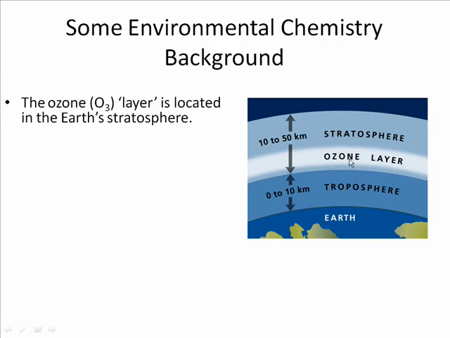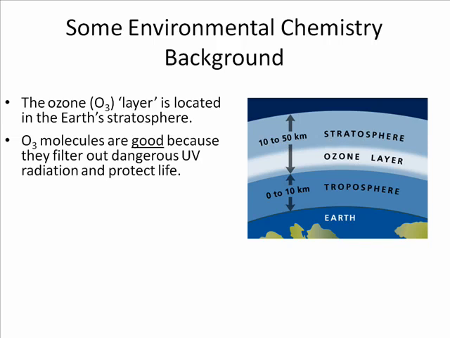And the chemistry we're going to talk about is in the ozone layer, which is in the stratosphere. The ozone layer, as the name might suggest, has a bunch of ozone molecules present there. Ozone molecules are good, because they help protect life forms on the surface of the Earth from high energy radiation that's coming from the sun. Not only do they protect us, they protect all other living things as well.